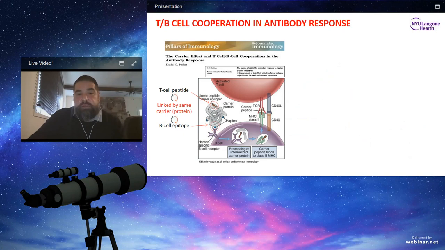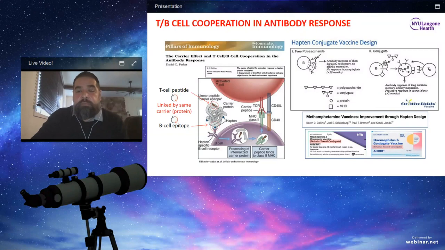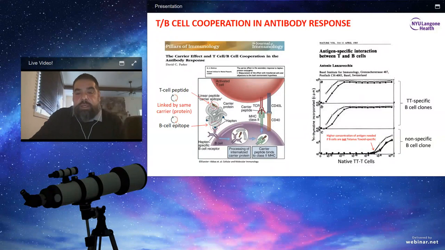Now, this theory is also known as the carrier effect or hapten theory. And this hapten is what links the T cell peptide to the B cell epitope. They are linked by the fact that there is a carrier protein from which the T cell peptide and the MHC peptide are sampled. And this theory is actually in use every day in vaccine design. Many common vaccines, either for drugs like methamphetamine or other common vaccines that we use every day, are based on hapten conjugates. And what Dr. Lanzavecchia was able to show is that tetanus toxin-specific T cells will respond much quicker and at a much lower concentration of antigen if they can meet the cognate tetanus-specific B cell clone, as you can see from this slide.